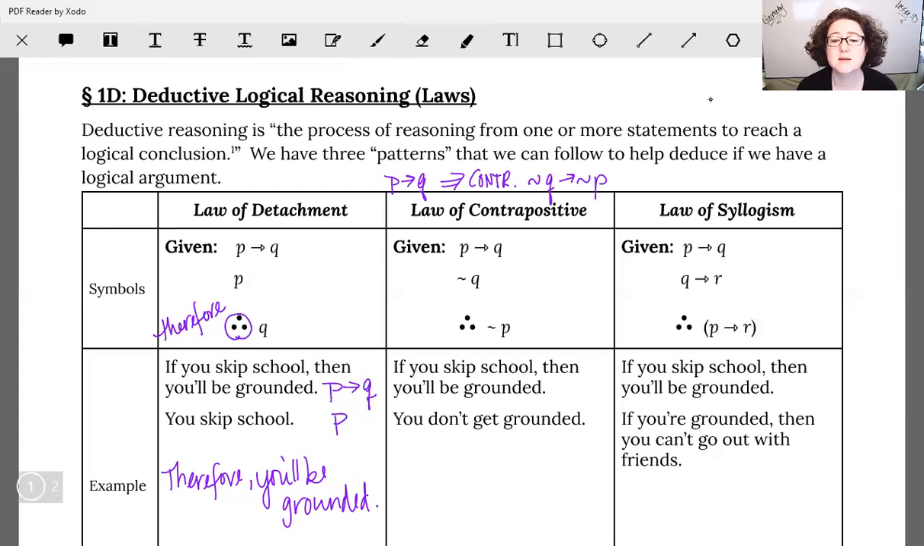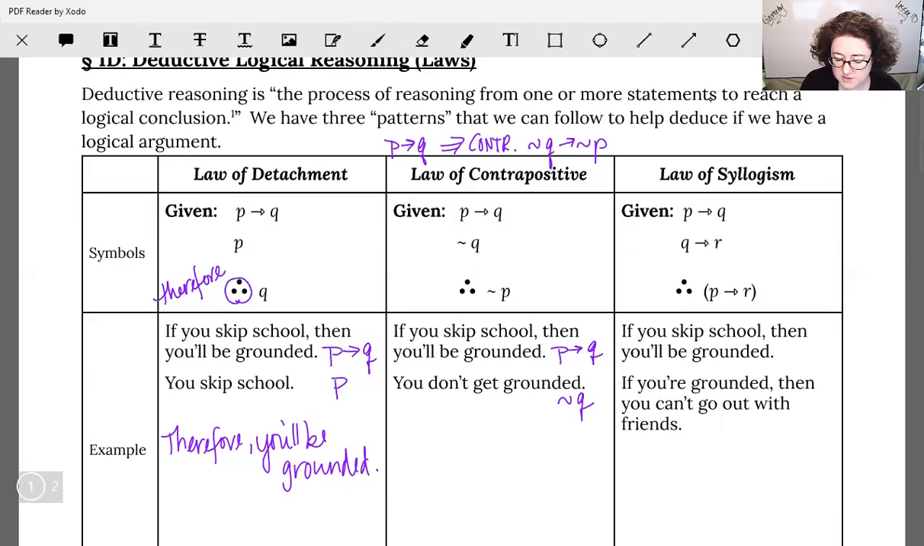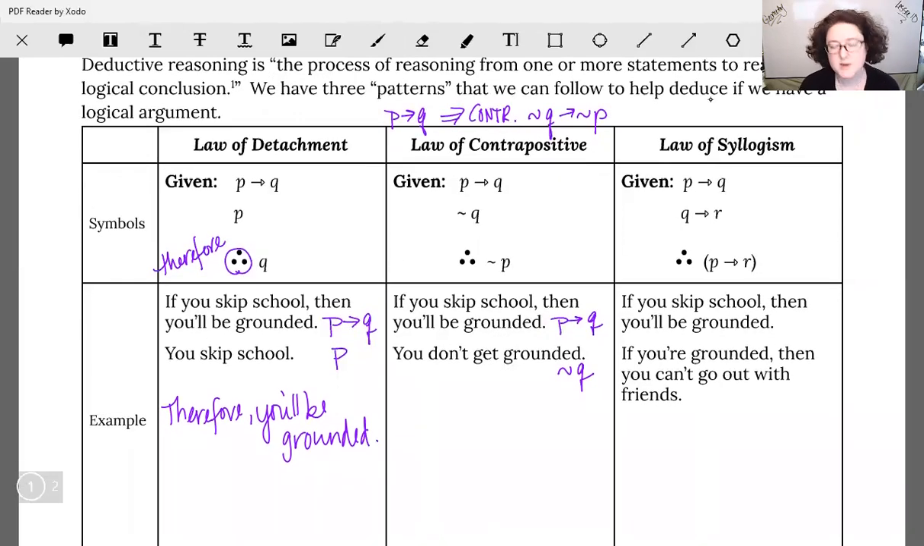So using the same ideas, we start with, if you skip school, then you'll be grounded. Again, if P then Q. Conditional statement to start with. You don't get grounded. So that's the opposite of that Q statement. So a not Q, the opposite of that second idea we had in our conditional statement. So if we follow the pattern, then we'd be able to conclude that therefore you didn't skip school.